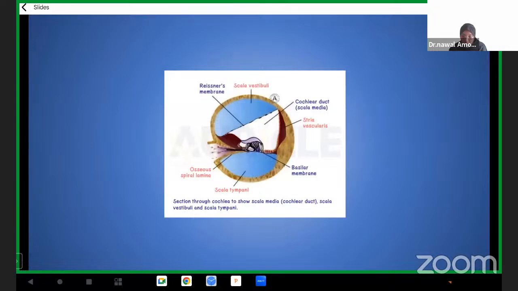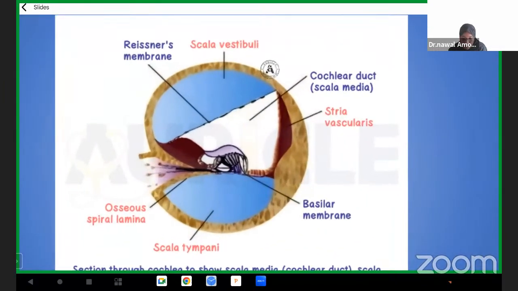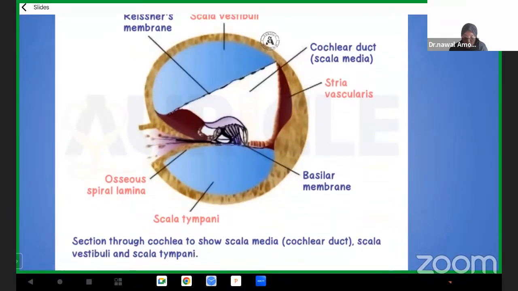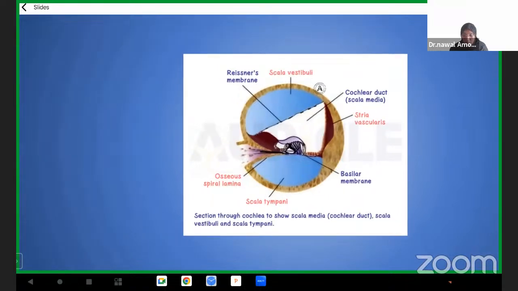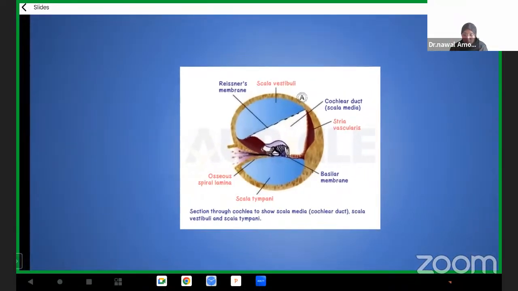Here, you can draw this diagram also. You have Reissner's membrane, scala tympani, basilar membrane, stria vascularis here. This is how the cochlea will look like. The round coiled cochlea.